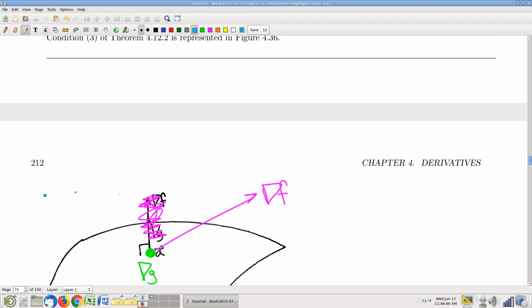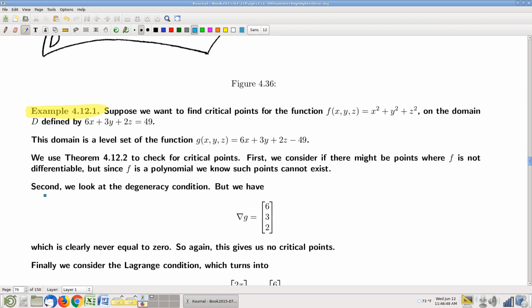And now let's do an example. So here we go. I want pencil. I want to find all the critical points of this function. So maybe I'm trying to maximize this function. Maybe I'm trying to minimize this function, whatever. And my domain is this. It's defined by that equation right there.